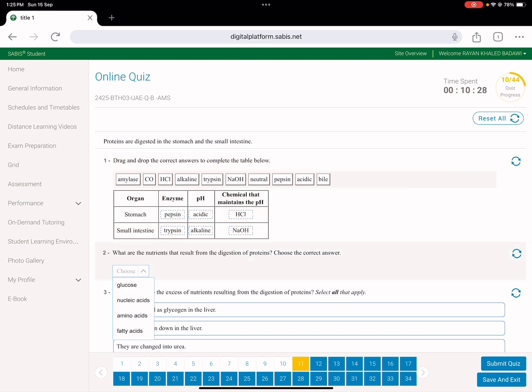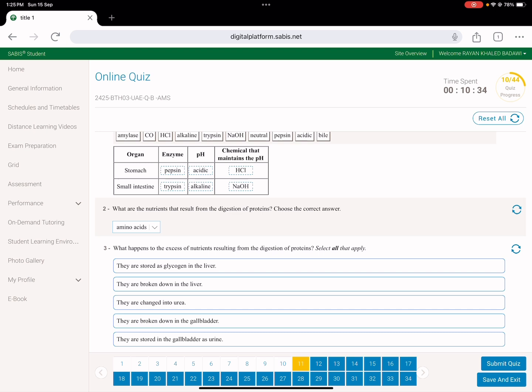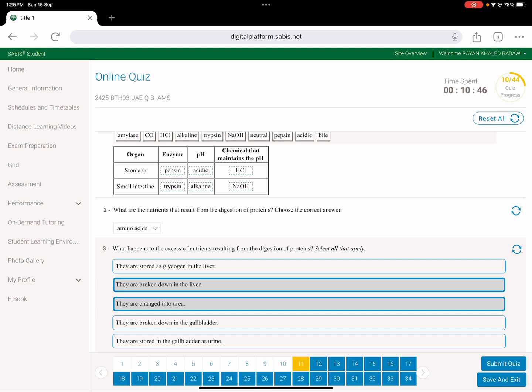And what are the nutrients after we digest proteins? Of course, we're going to get amino acids. And what happens to the excess of nutrients resulting from the digestion of proteins? Of course, we mentioned that in our first video in chapter 1. They are broken down in the liver and changed into urea, which is excreted later on as urine.